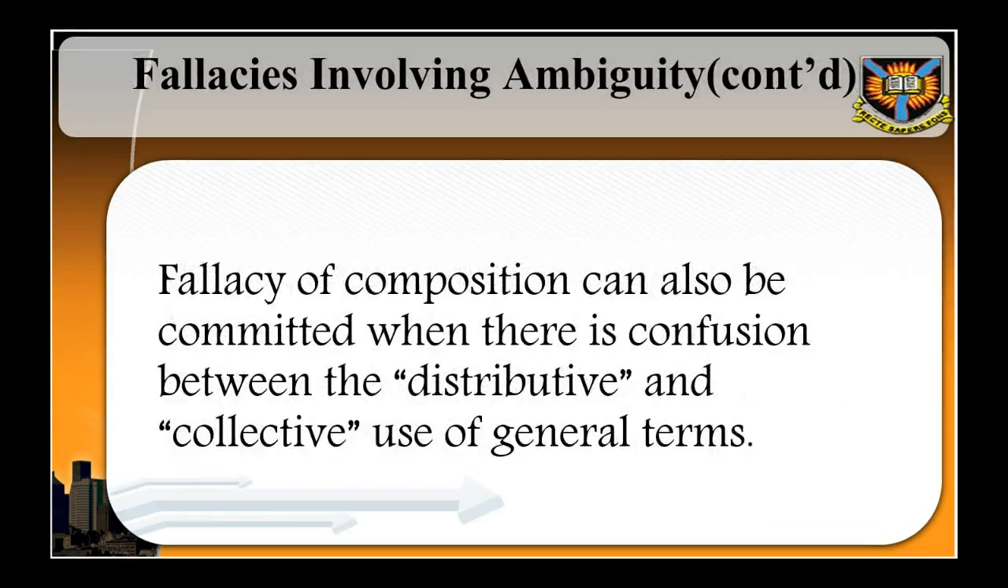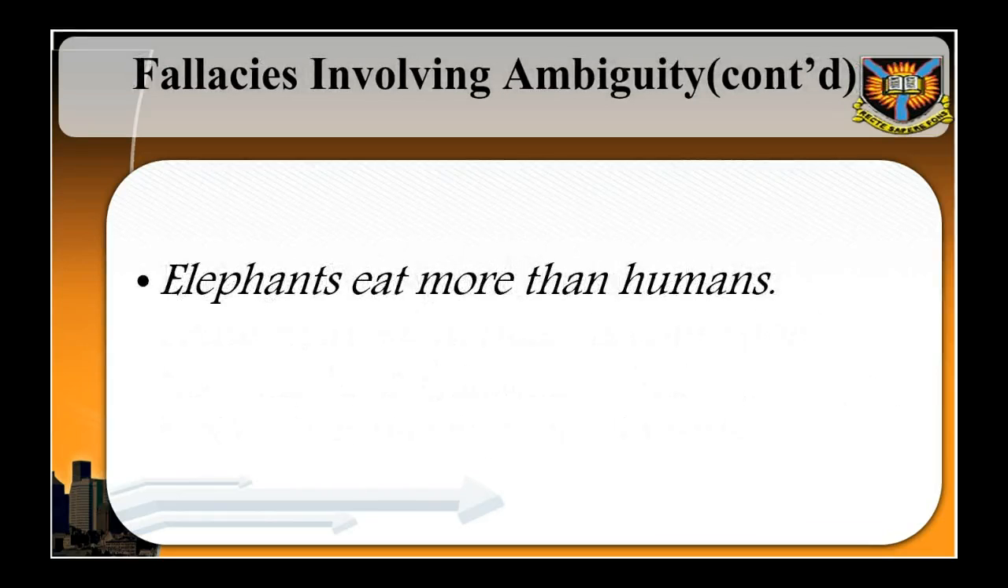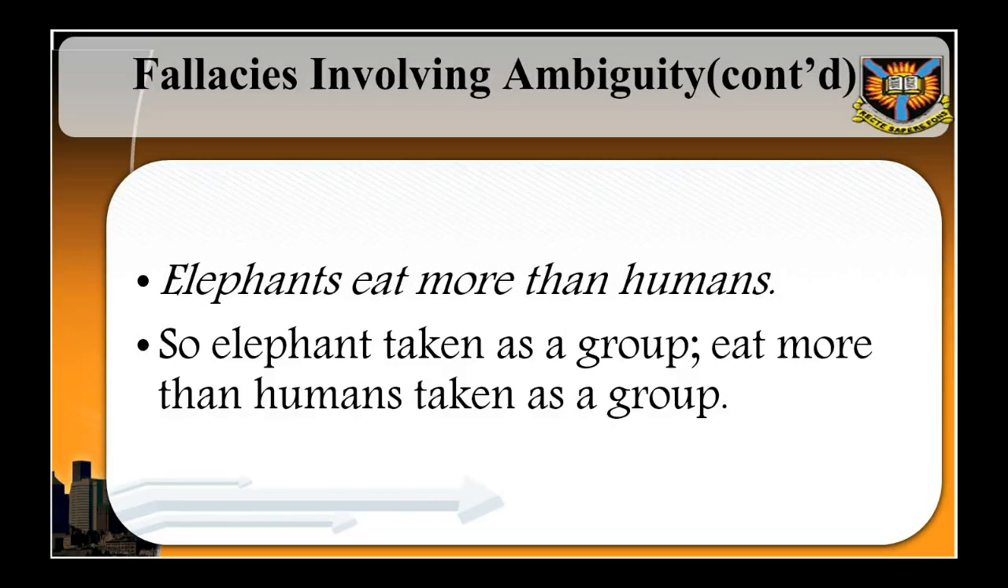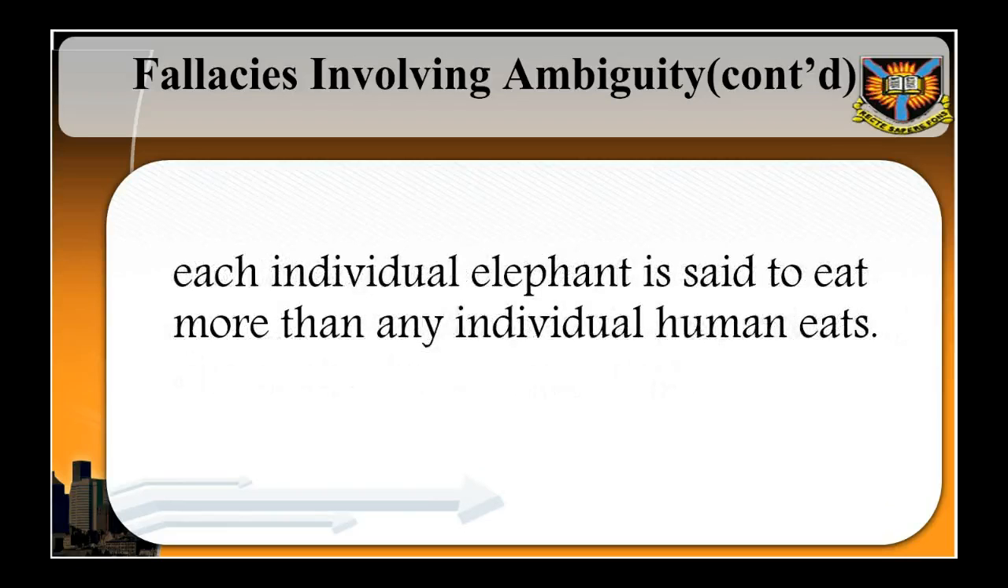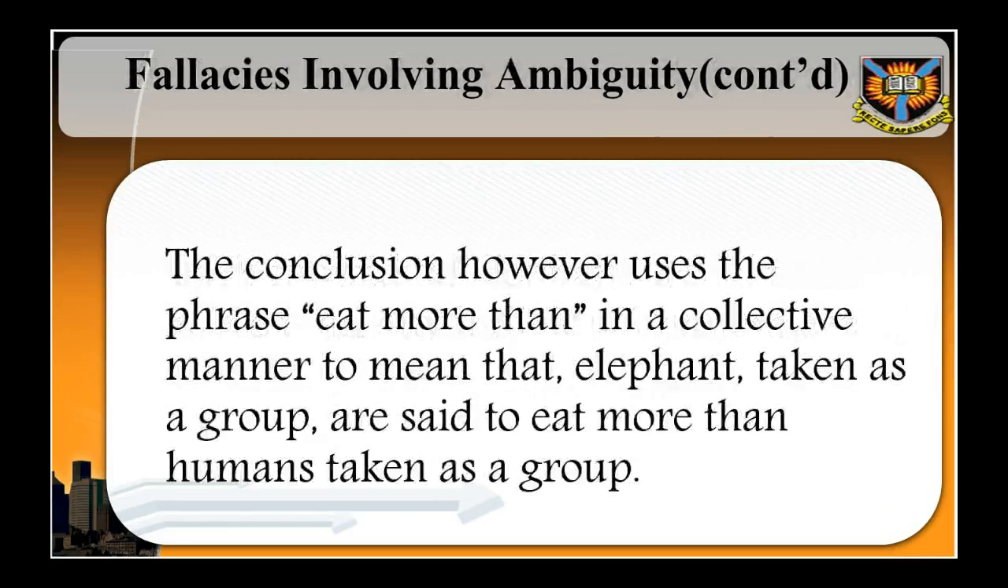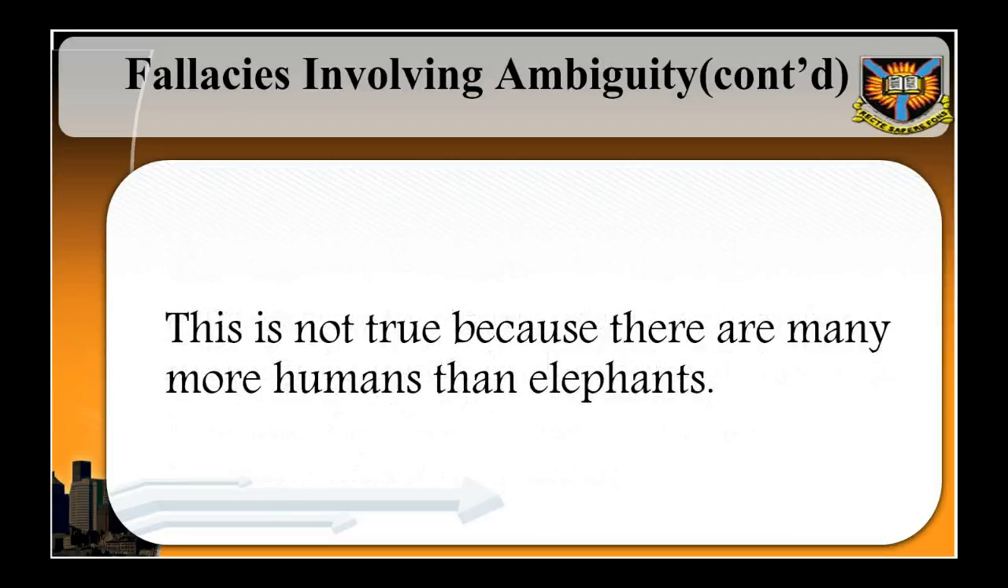Fallacy of composition can also be committed when there is confusion between the distributive and collective use of general terms. Elephants eat more than humans. So, elephants taken as a group eat more than humans taken as a group. The fallacy here is that the phrase eat more than in the premise is predicated distributively, meaning that each individual elephant is said to eat more than any individual human eats. The conclusion, however, uses the phrase eat more than in a collective manner to mean that elephants taken as a group are said to eat more than humans taken as a group. This is not true because there are many more humans than elephants.